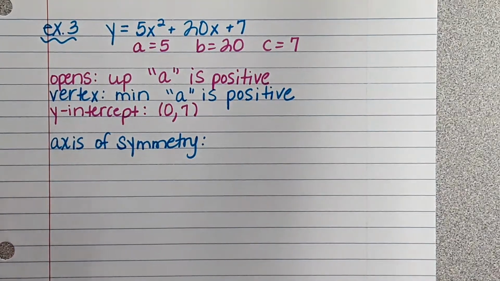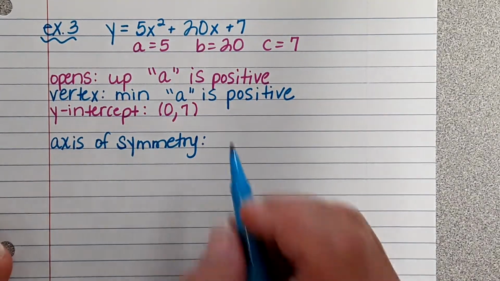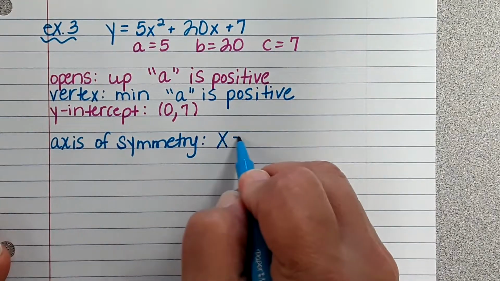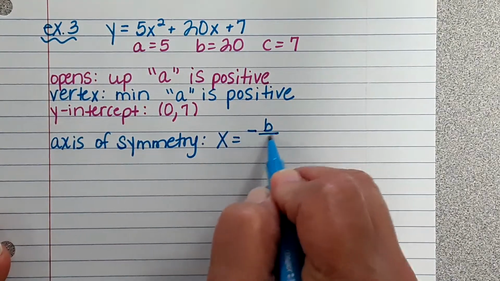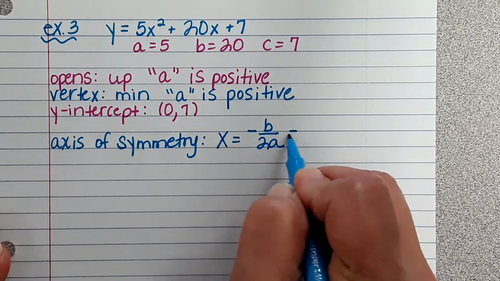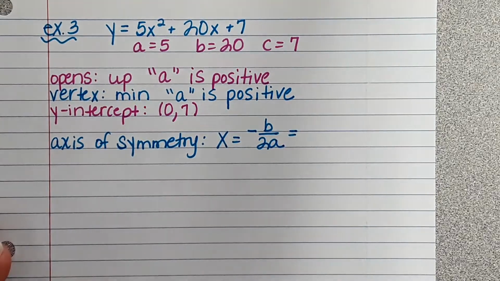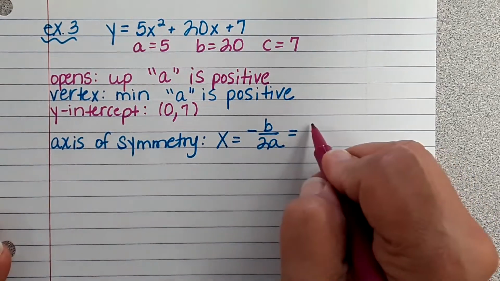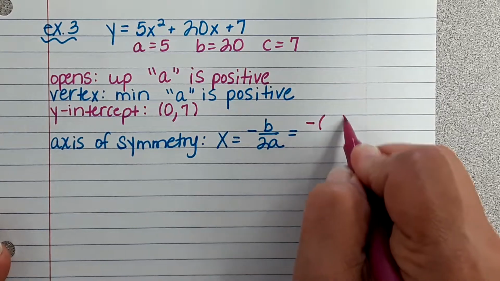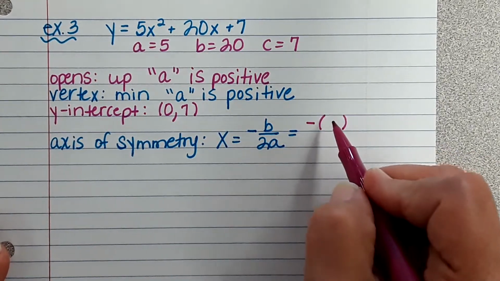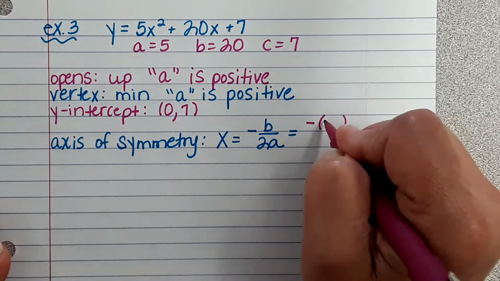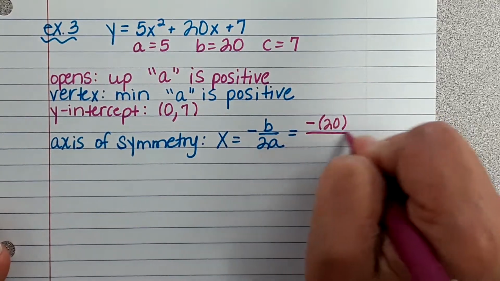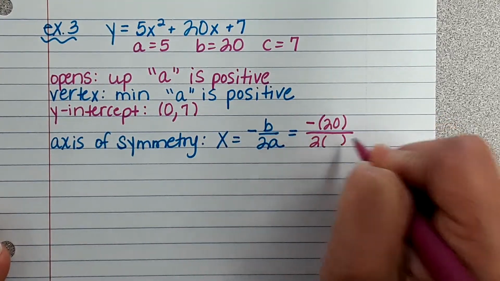The axis of symmetry equation never changes. It is always x equals the opposite of b over 2a. And I want you to make sure that this minus sign goes with the b. And what is b? So it's the opposite of b, so what is b? 2 times a, what is a?